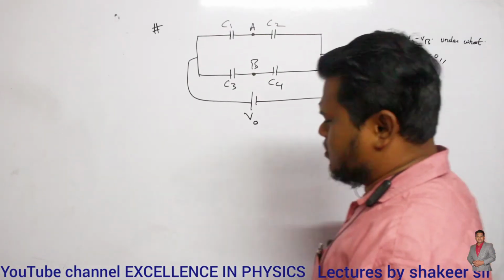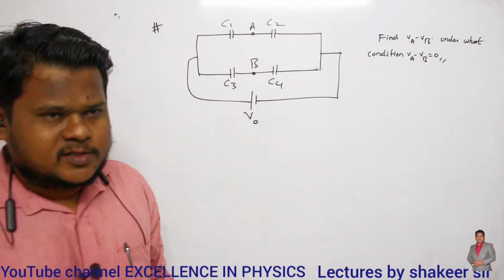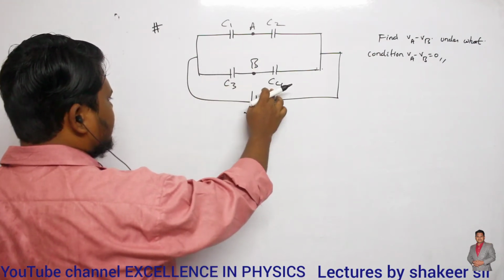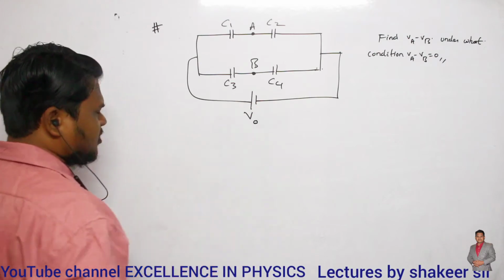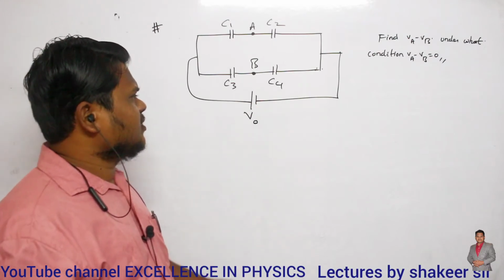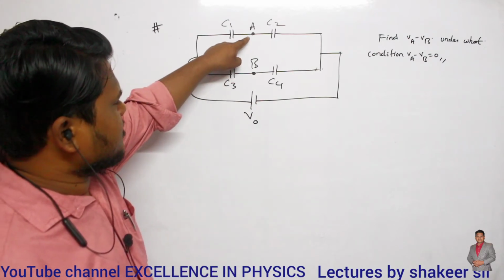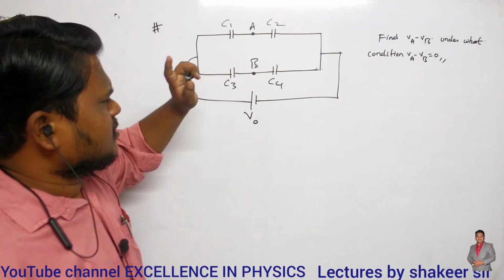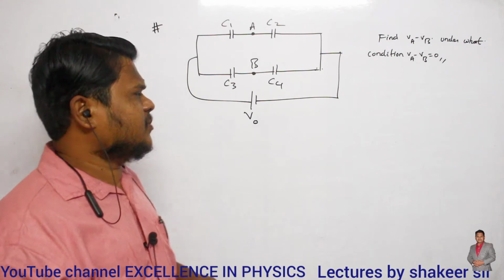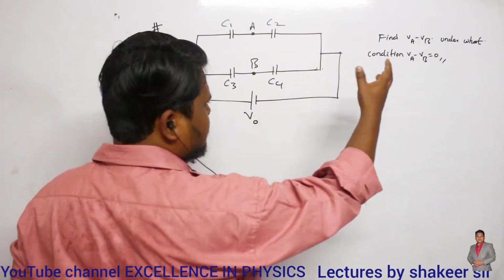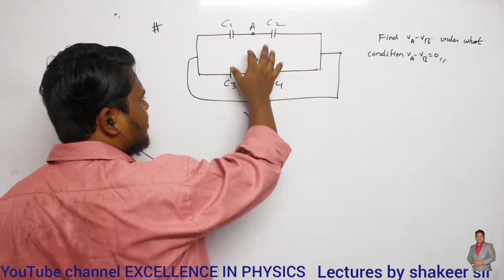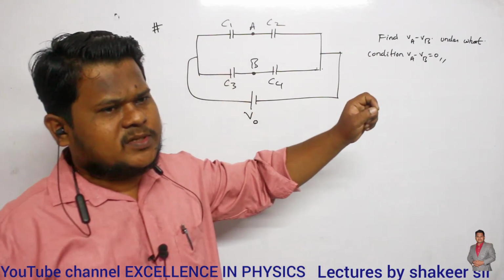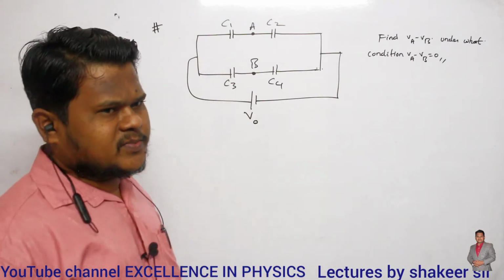Right. So this is the given arrangement of capacitors. Four capacitors are given, C1, C2, C3 and C4, and they are connected to a battery of potential difference V0. We are supposed to find the potential difference between point A and point B. So VA minus VB, that we are supposed to calculate. Also he is asking for a condition in which VA minus VB will become 0. The potential difference between A and B should become 0. That condition also we are supposed to derive.